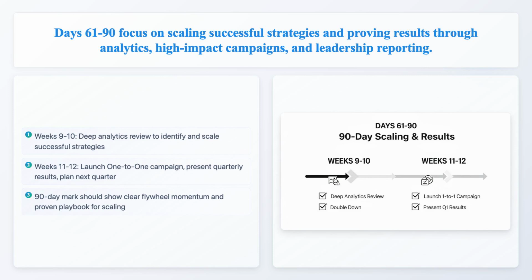By day 90, you should have clear evidence of flywheel momentum: target accounts engaging with your content, sales conversations improving in quality, and pipeline velocity increasing. Your sales team should be advocating for the ABM approach because they're seeing better qualified opportunities. Your leadership should understand marketing's revenue impact through concrete metrics. Most importantly, you should have a proven playbook that you can scale and replicate. The 90-day mark isn't the end. It's the beginning of sustainable growth acceleration.